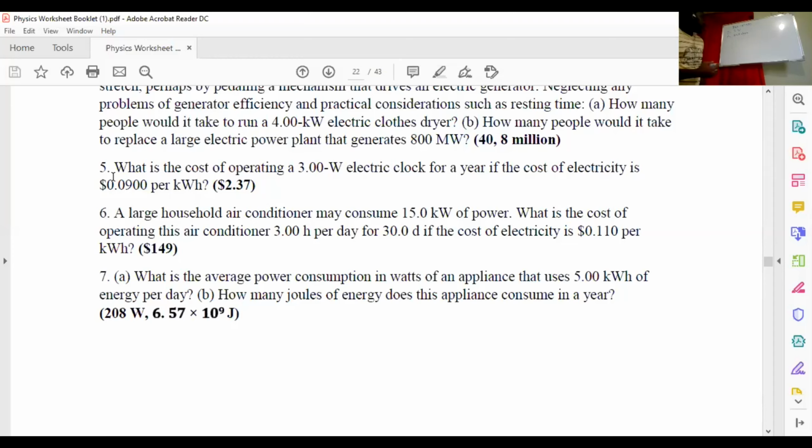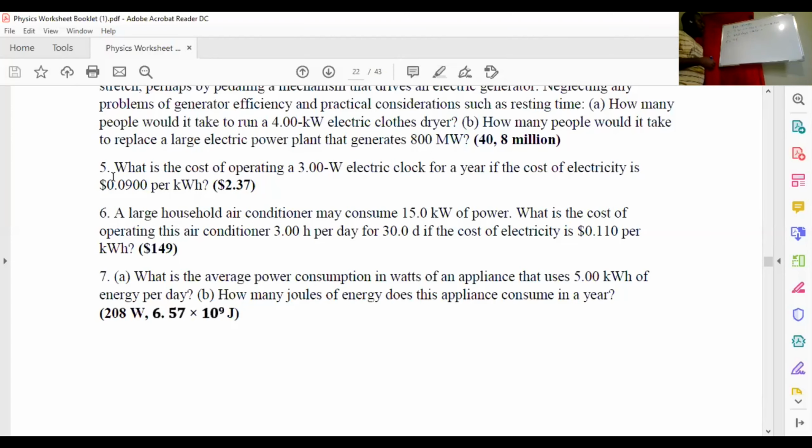In this case, we first have to find the energy. Energy is power times time. But we need to convert, because it says kilowatt, so we have to convert watts to kilowatts. How do we convert watts to kilowatts? Dividing, yes, it is divide. We divide by 1,000, so we get 0.003 kilowatts.